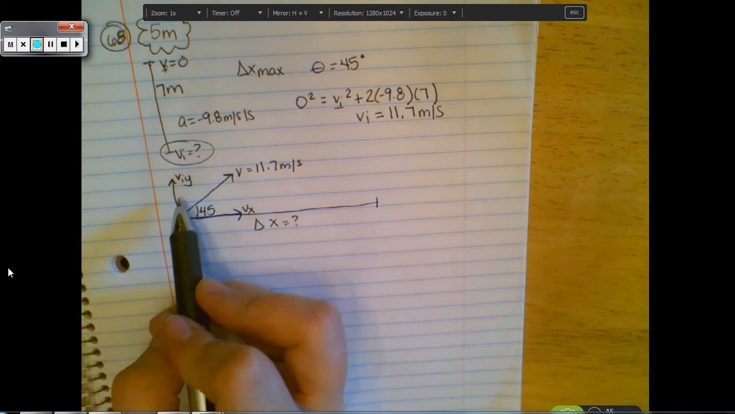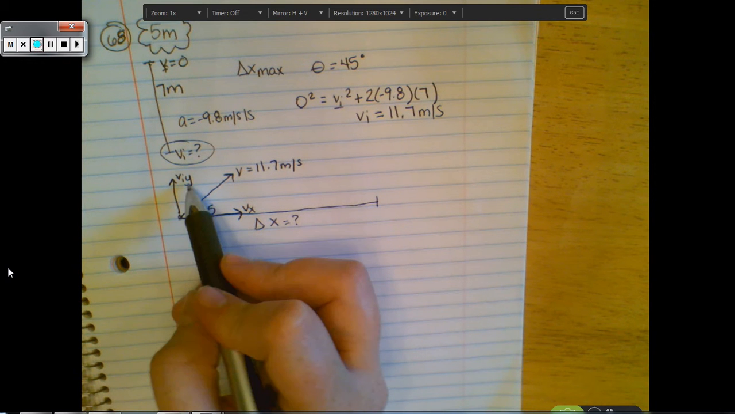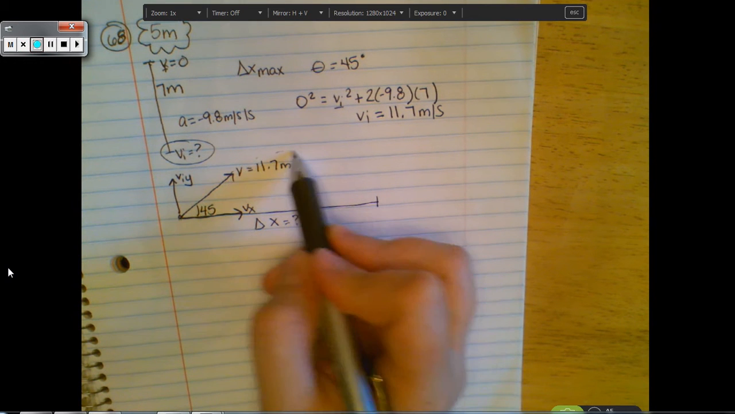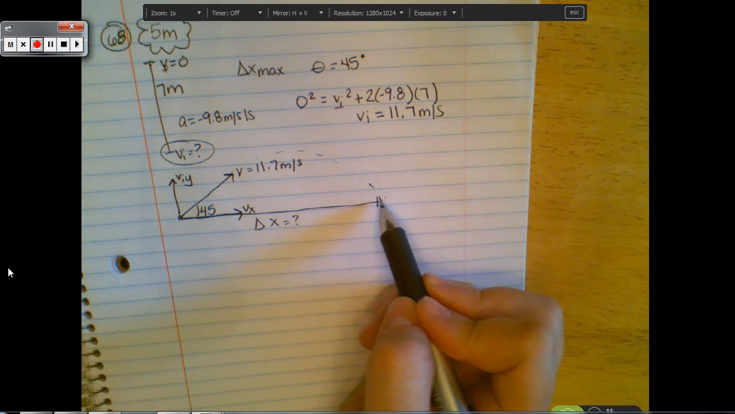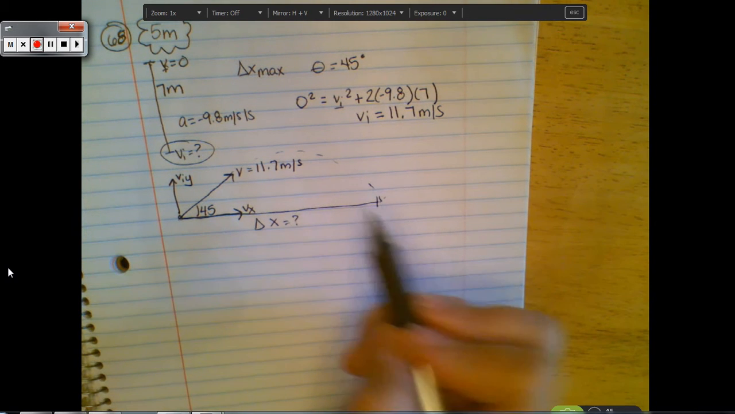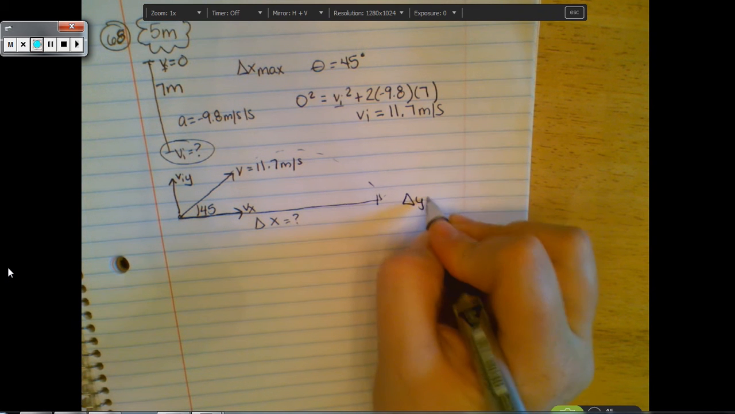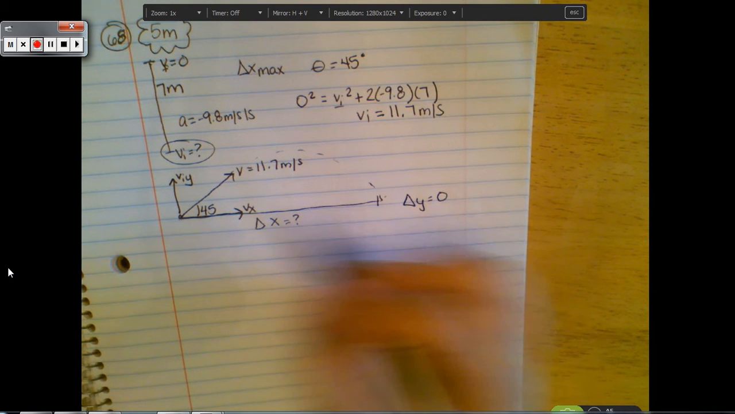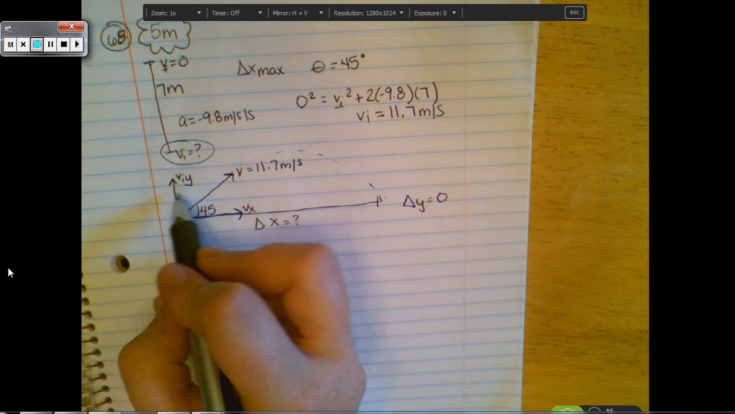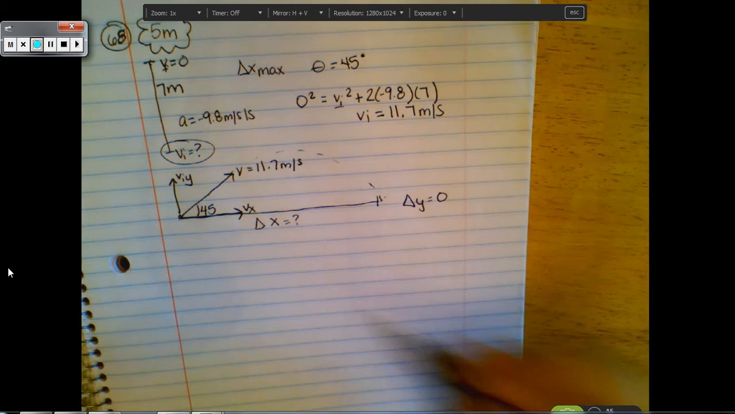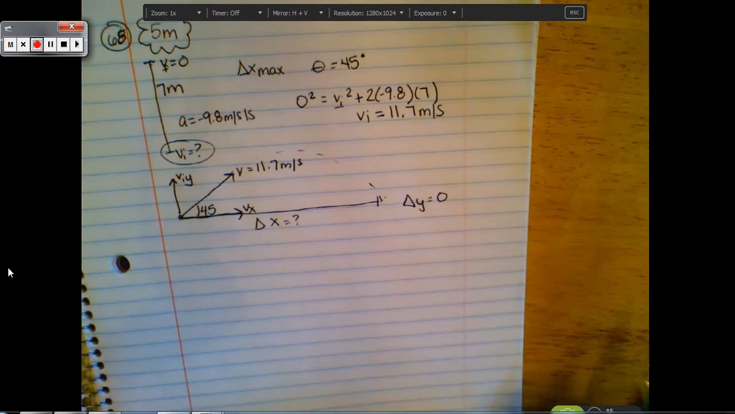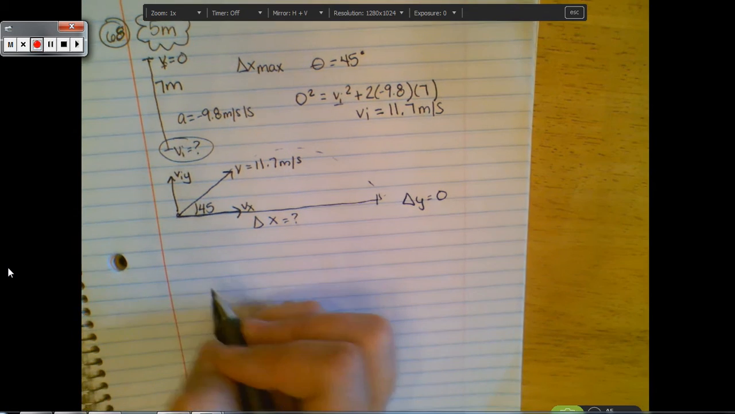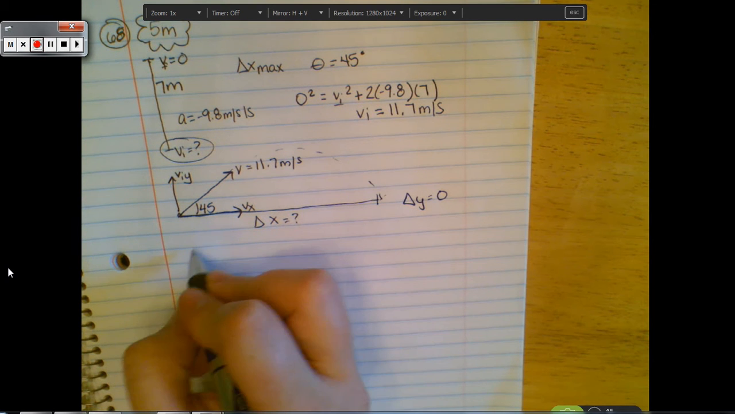Now, if I know VIY, then I can use the fact that, okay, we're leaving the water and hitting the water again at the same vertical distance, so delta Y will be 0. I can use that fact to solve for time using VIY, and once I find the time, I use delta X equals VXT to solve for delta X. So let's go ahead and solve for T.